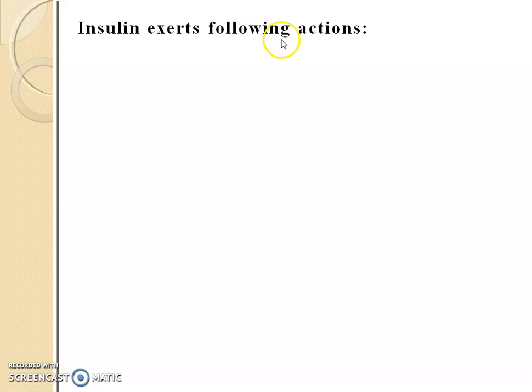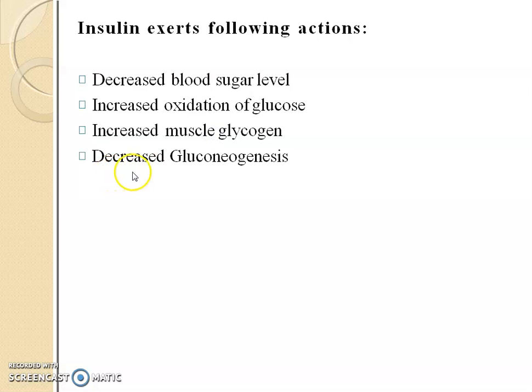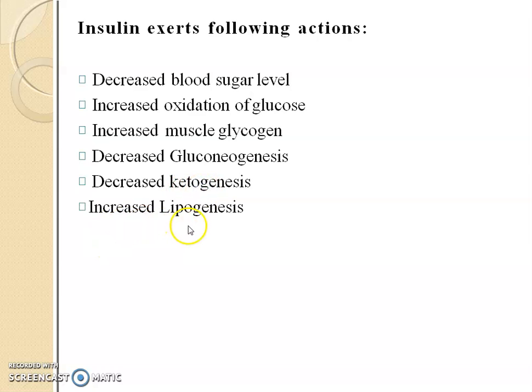Insulin exerts the following actions: it decreases blood sugar level, it increases oxidation of glucose, it increases muscle glycogen, it decreases gluconeogenesis, it decreases ketogenesis, it increases lipogenesis, it increases protein synthesis.